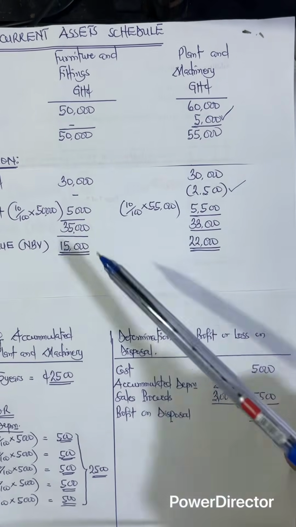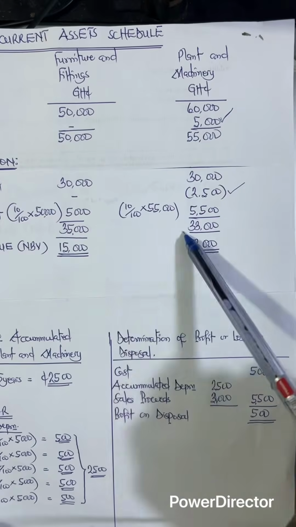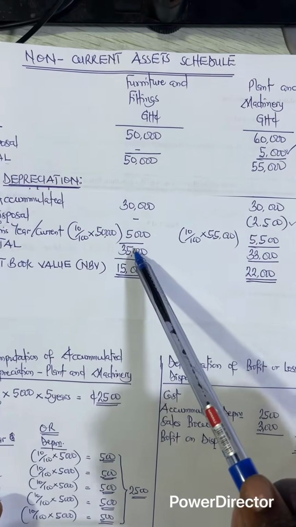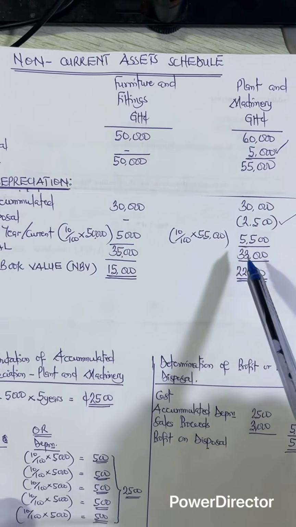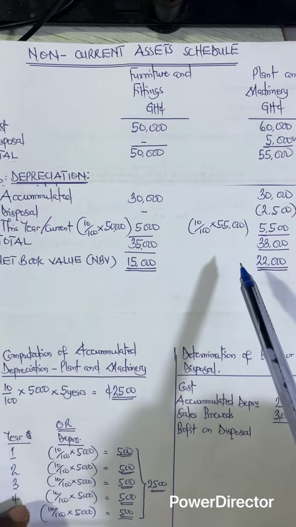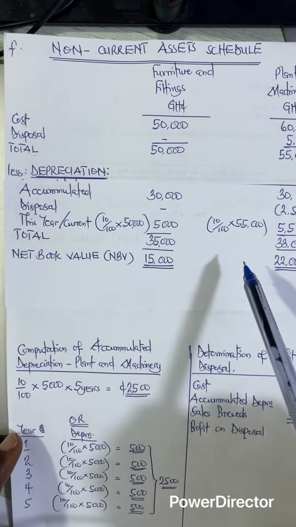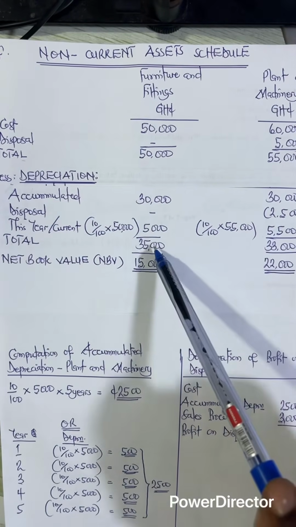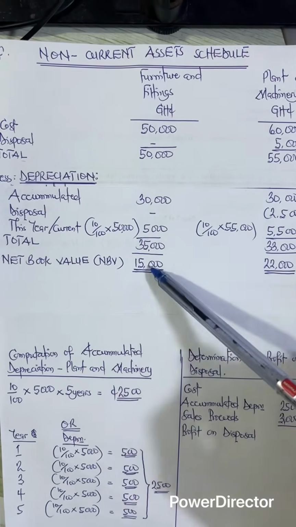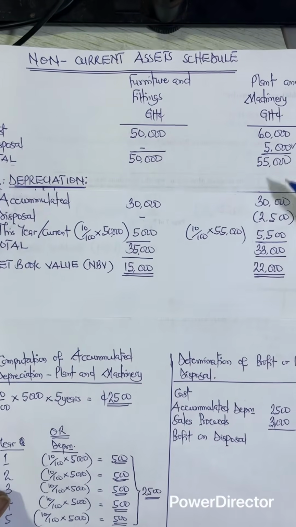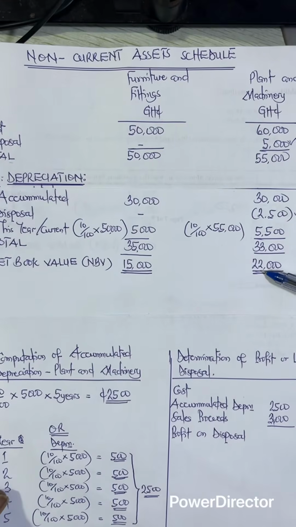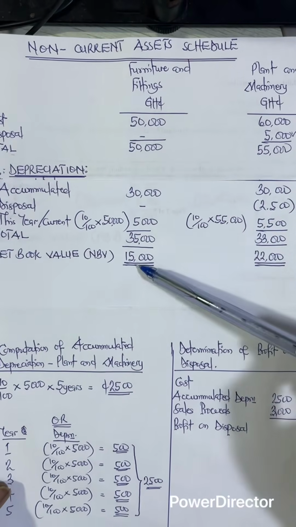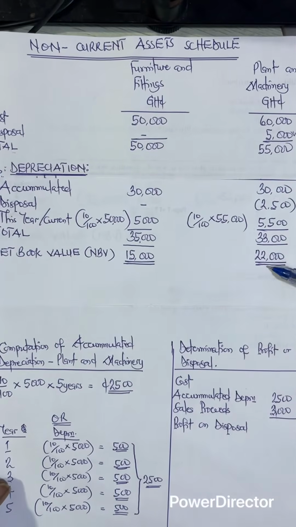When you are done, you take the total depreciation, this and this, this and that. You take the total depreciation from the total cost here. So 50,000 minus 35,000 gives you 15,000. 55,000 minus 33,000 gives you 22,000. So if you go to the statement of financial position, furniture and fittings value now is 15,000. Plant and machinery is 22,000.